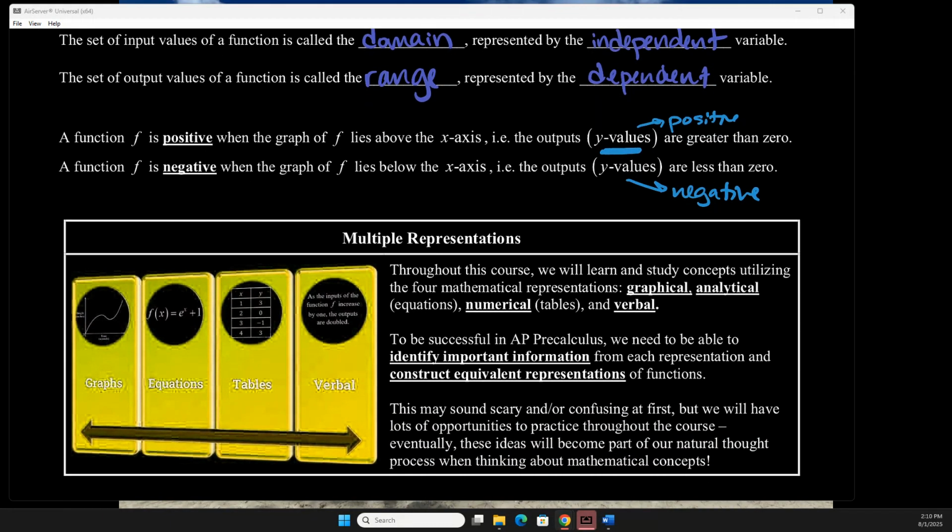In this class and in AP Calculus, we focus on multiple representations of functions. And so we talk about the graphs and the analytical representation, which is the equations, and the numerical and the verbal. They're all important, equally important.